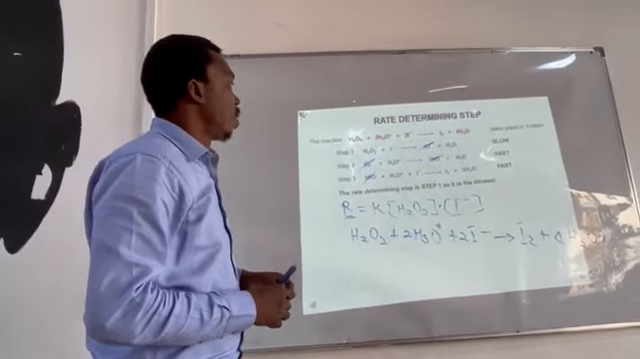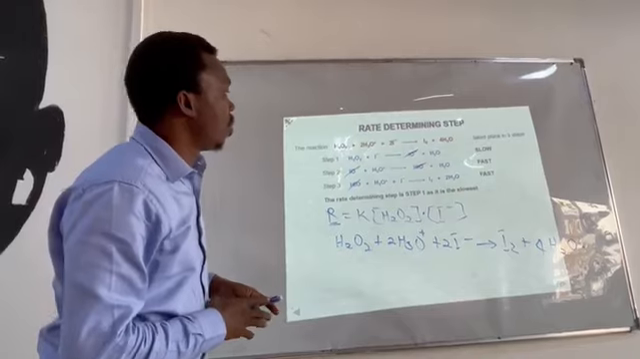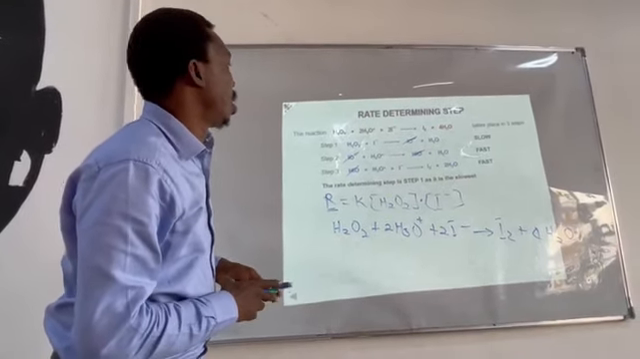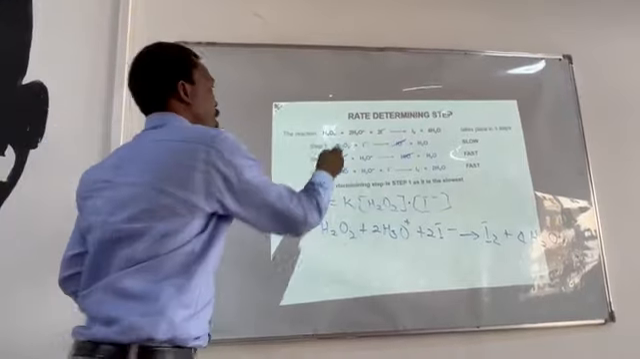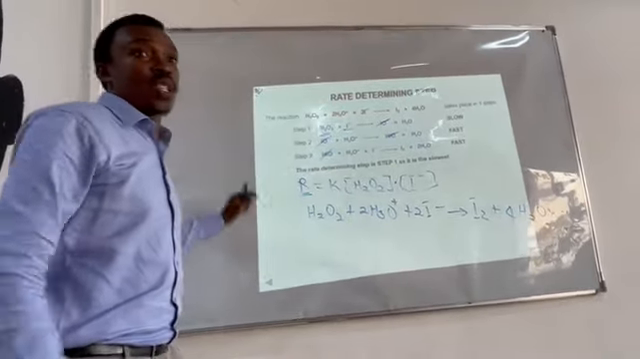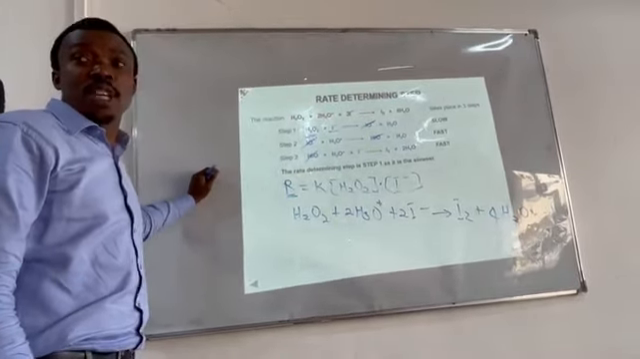Why is it H2O2 and I minus? Why is the concentration in the rate equation you just wrote up there? Okay, that's the slowest step. The concentration of the reactant of the slowest step. Do you understand? That's what appears on the rate equation. Do you get that now?